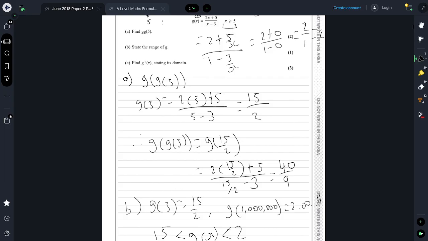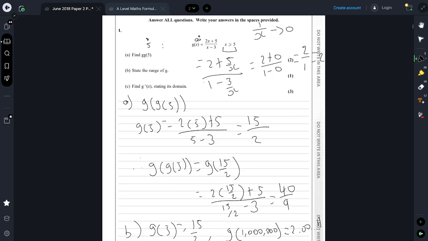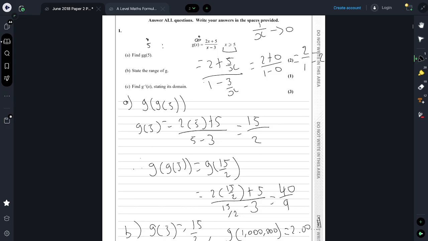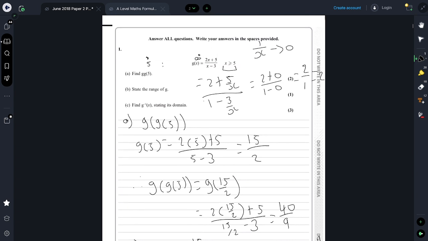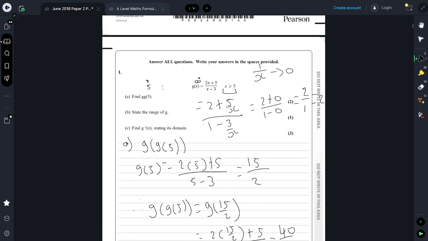So yeah, we were talking about the range of g. So yeah, I guess to recap, I looked at the starting value, what happens at the start of the domain, which is 5. I plugged that in. Well, we worked out in part A, g of 5 is 15 over 2. And then if we look at the large values for x, when x goes to infinity, we saw that it goes to 2. And actually, we've verified it here.